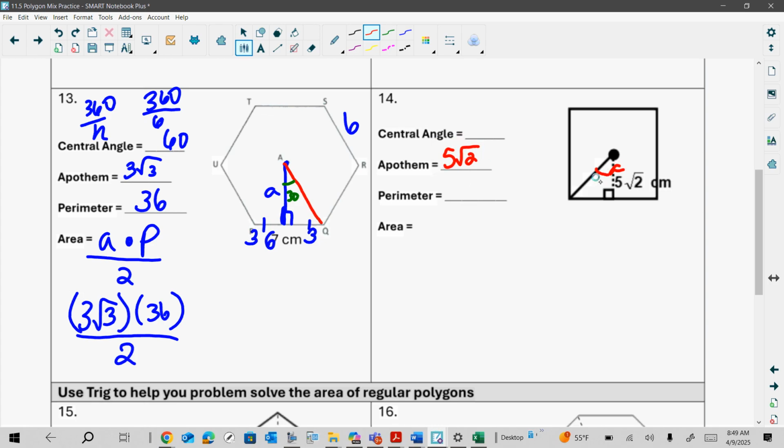This angle in here turns into a 45-45-90 triangle. This would also be 5 root 2. So the whole side is 10 root 2. Okay. The perimeter would be 40 root 2. So now you're just plugging into the formula. This will turn into a whole number answer because you're multiplying radicals that are the same.